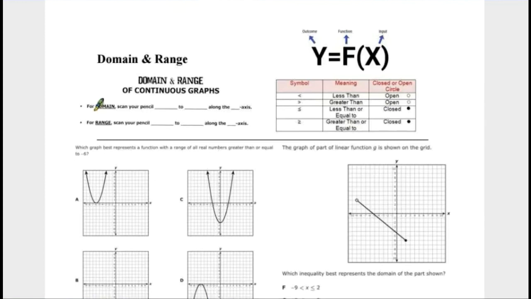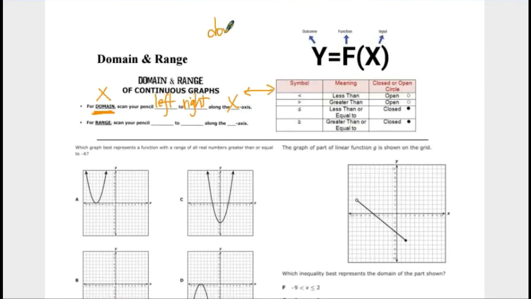So when you talk about domain, that is going to deal with your x value. Okay, every time that you write this word or see this word domain, I want you to write x above it. And when you're looking at a graph, you're going to take your pencil from the left to the right along the x-axis. Okay, so that's where you're always going to look left and right.